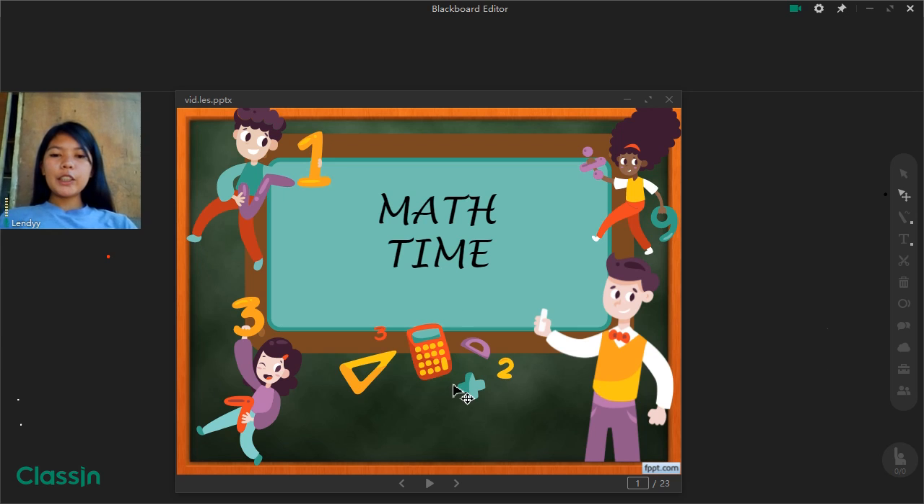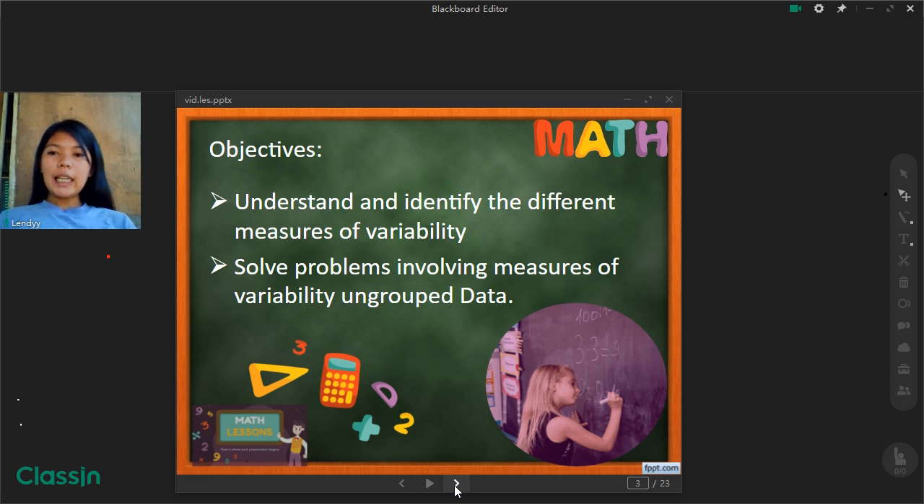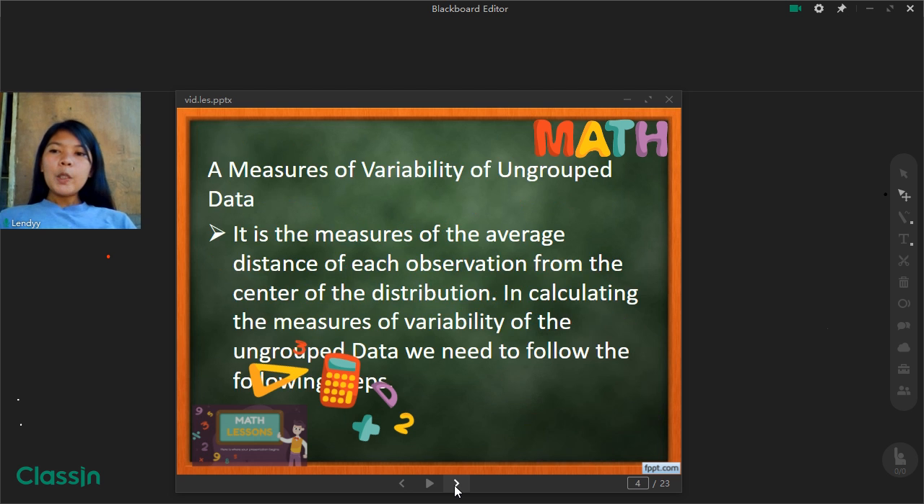Our topic for today is about the measures of variability and group data. In this topic, we are expected to understand and identify the different measures of variability, and solve problems involving measures of variability and group data. What is a measure of variability of ungrouped data? It is the measure of the average distance of each observation from the center of the distribution.